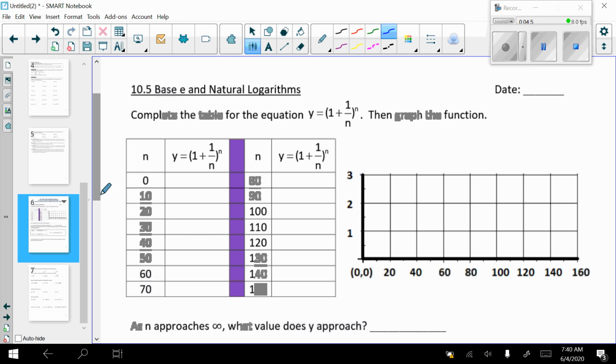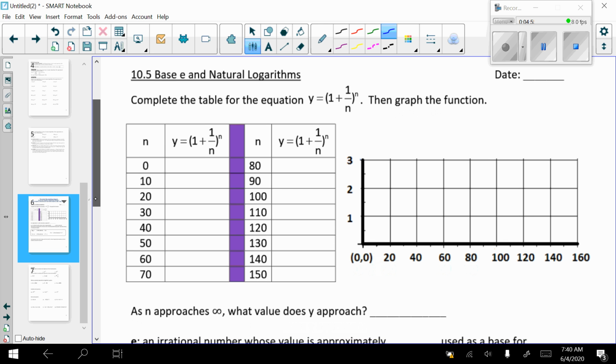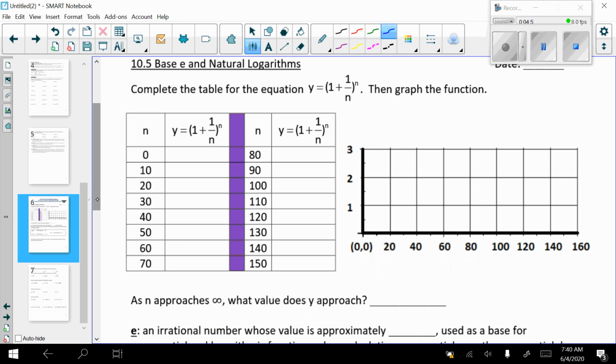Okay, so with 10.5, this is natural logarithms and base e. So remember, logs can be any base. They can be base b, whatever that represents, or base 10. Natural logs are special because they are base e. e is a number on the calculator like pi. It's a transcendental number. It doesn't have an end, and it's an irrational number.